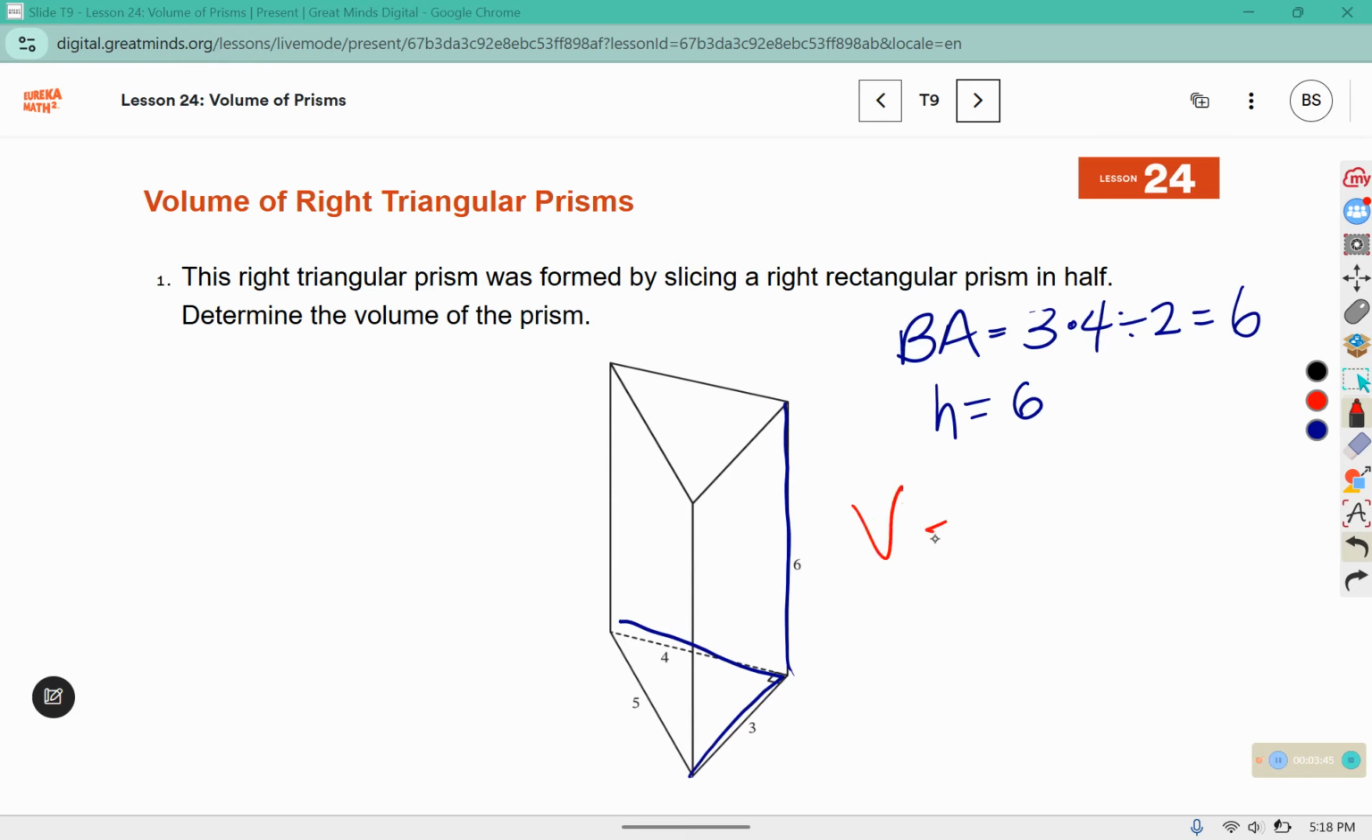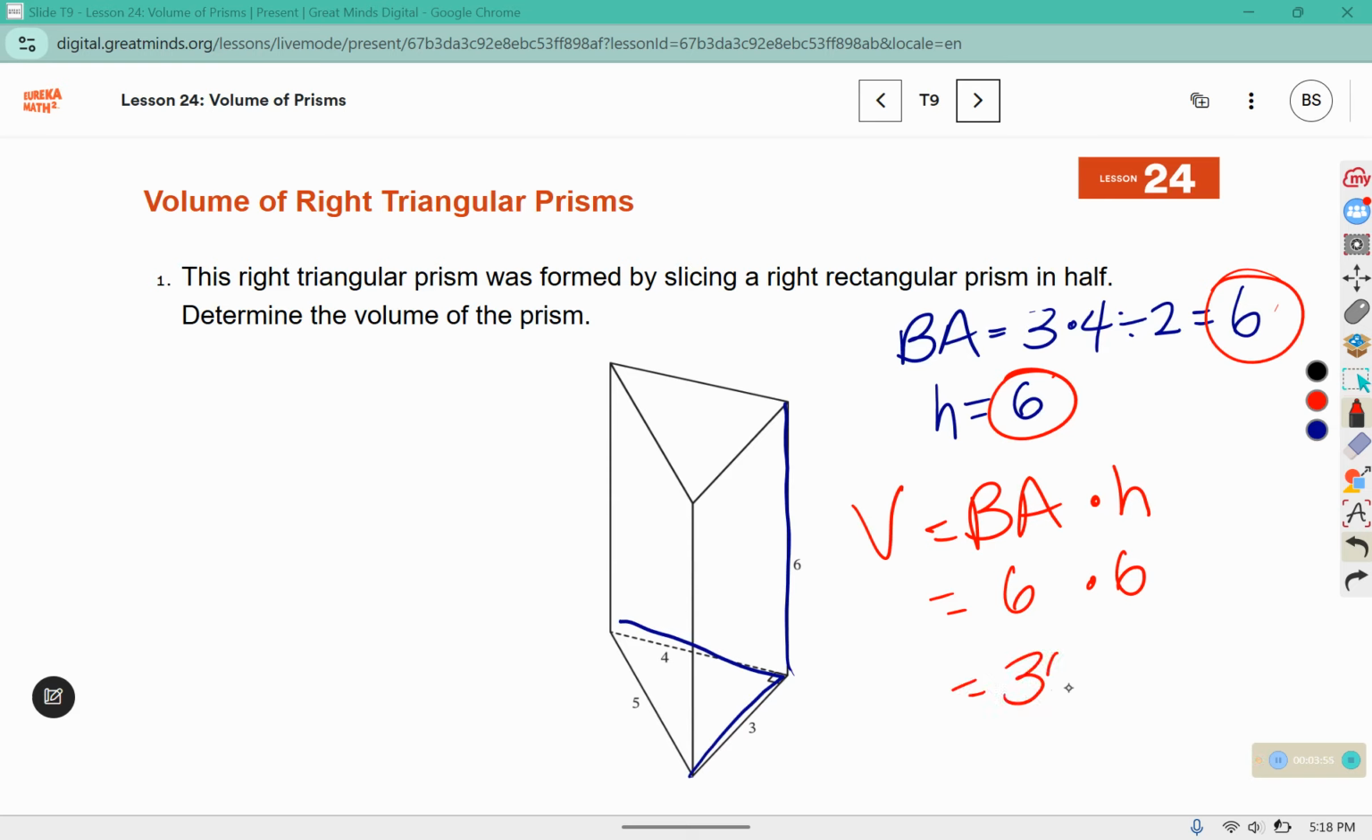So the volume is the base area times the height, which is 6 times 6, or 36 units cubed. Remember, the volume is 3-dimensional, so it gets units to the 3rd power.